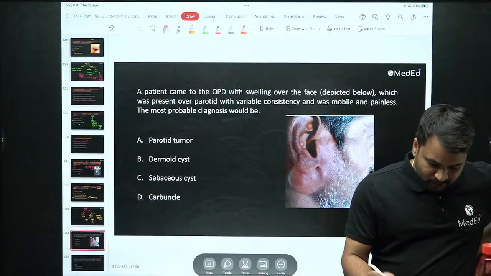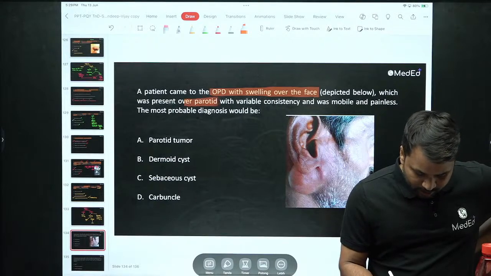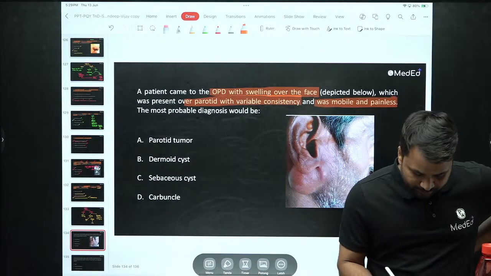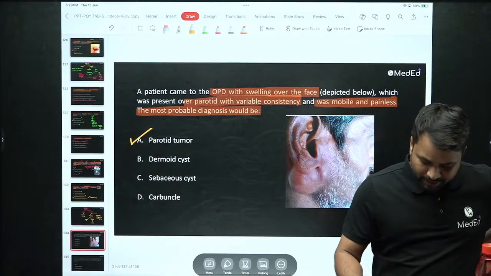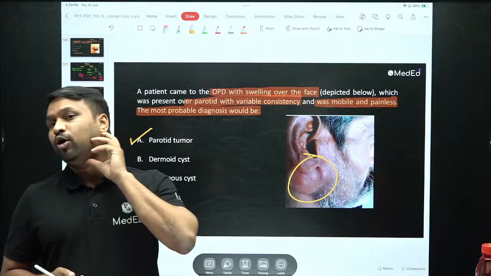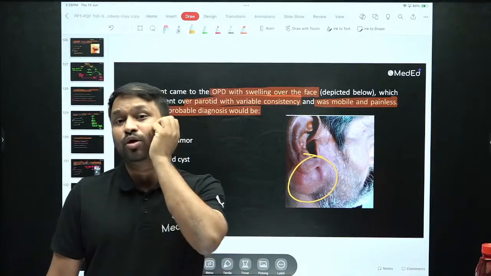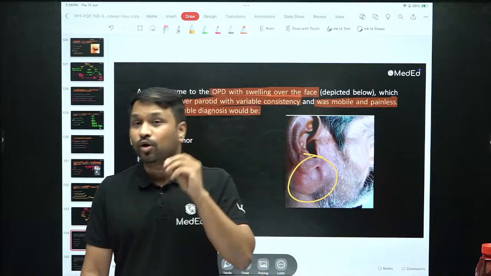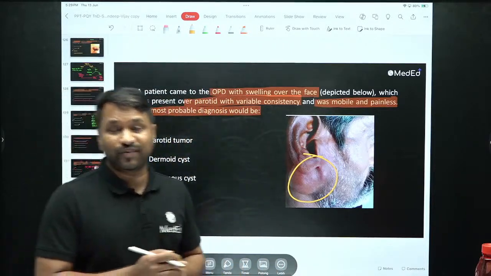Now, second last question. A patient came to the OPD with swelling over the face, over the parotid, with variable consistency, mobile and painless. What is your most likely diagnosis? The answer here is going to be parotid tumor. Now, remember in parotid swellings, there will be obliteration of the retromandibular groove. There is a curtain sign positive, that means you are not able to go above the zygomatic arch. The most common parotid swelling is going to be pleomorphic adenoma.